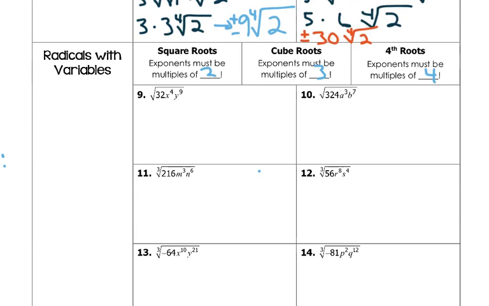So, what is half of 32? Right, that's the highest number that we could possibly try. Well, half of 32 is 16. Guess what? 16 is a perfect square. Cha-ching. So, what does that mean? It means it's going to be the square root of 16 times the square root of 2.